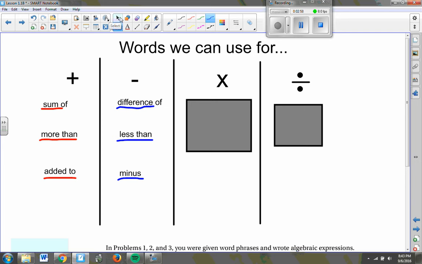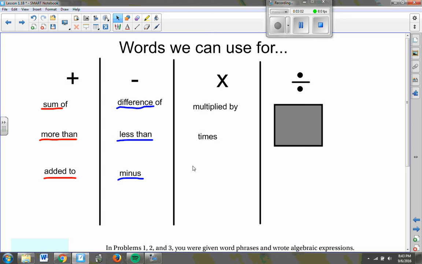Okay. Now when we get to multiplying and dividing, I'm going to add one more to multiplying here. Right. So we have a few options for multiplying. We could say multiplied by. We could say some number x multiplied by 5. That would say x times 5. So multiplied by is one option. We can also say times. We can just write out the word times. 6 times x, or x times 5, or something like that.